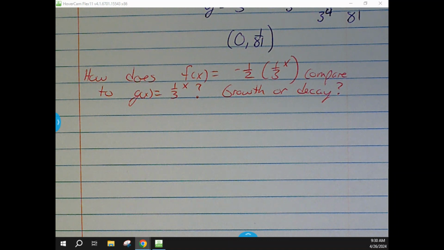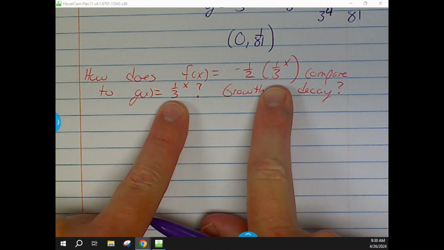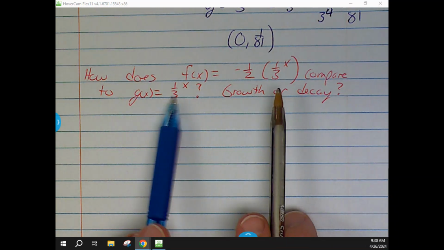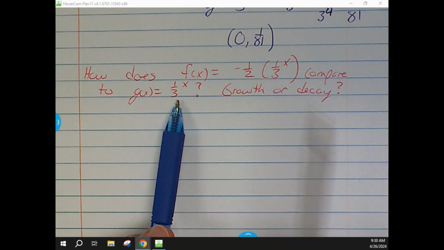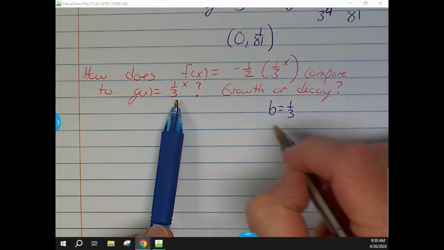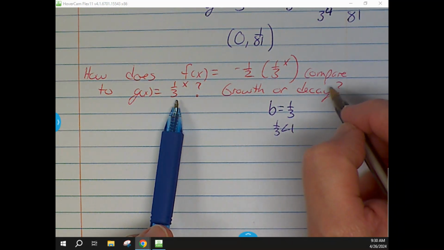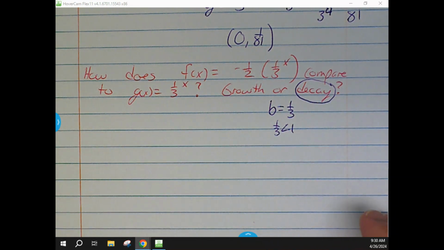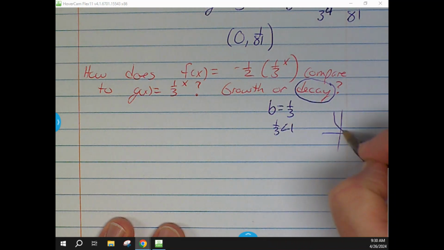To figure out the growth or decay, what is our base in either one of these two? The base is a third, right? And 1/3 is definitely less than 1. If the base is less than 1, that means it's going to be decay. So graph-wise, the graph would have to look something like this because it's decay.